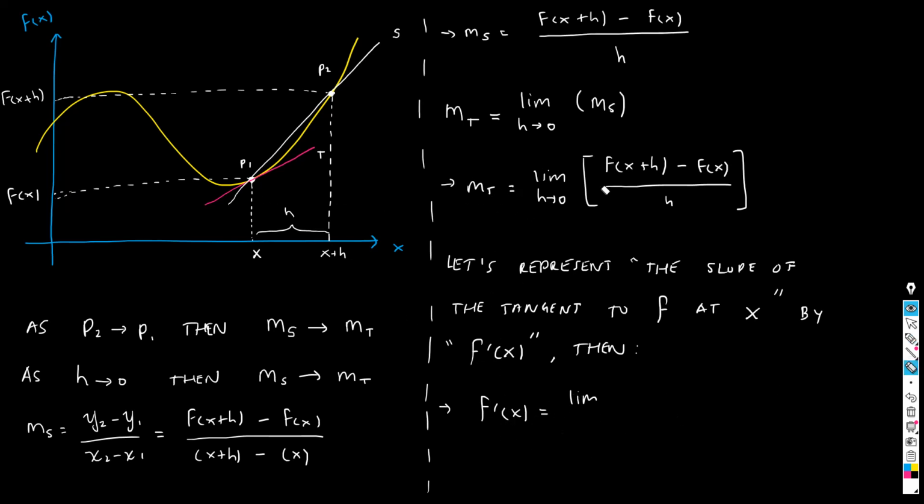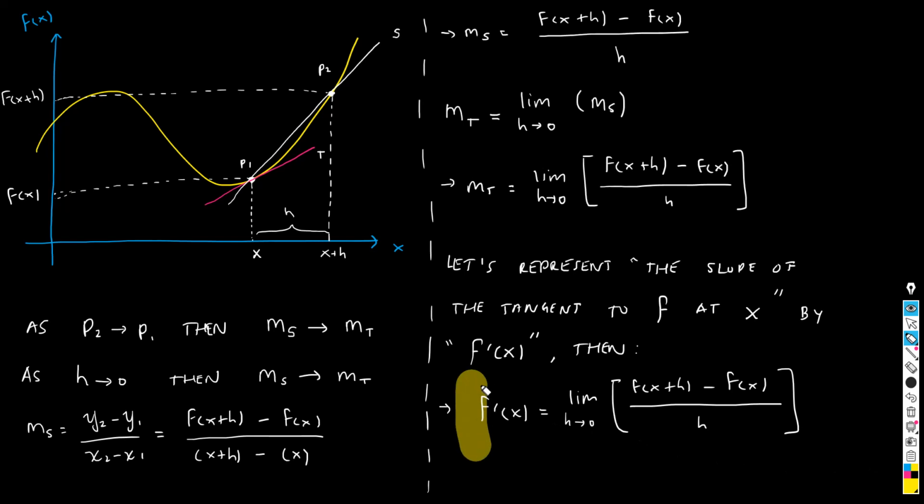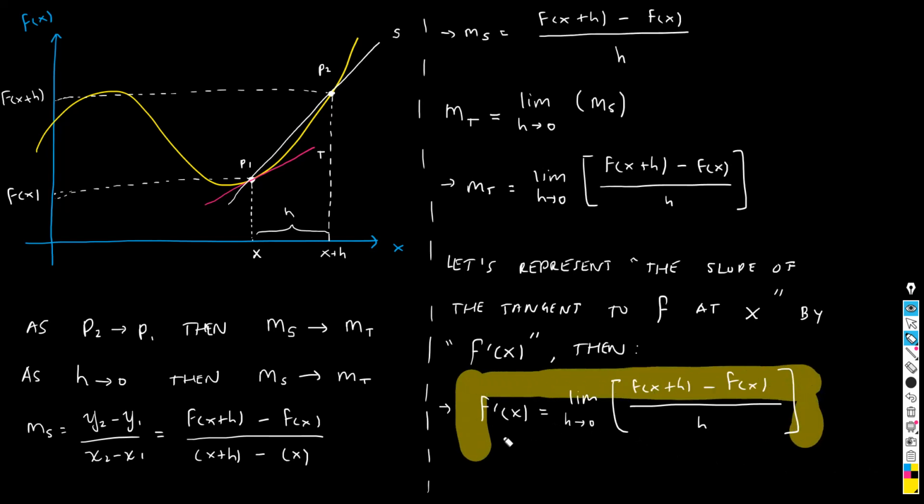So basically, all of this will be written here one more time. The slope of the tangent of f at x is equal to the limit as h approaches 0 of the same quotient, f of x plus h minus f of x over h. Okay, and we are done, guys. I'm going to highlight this formula.